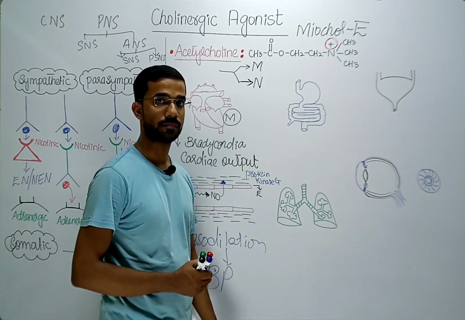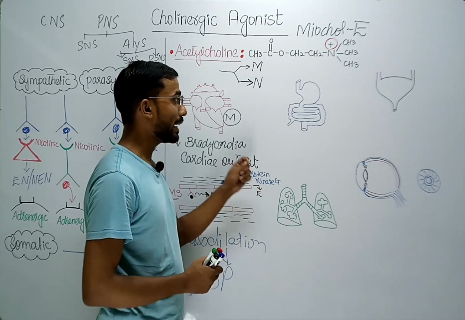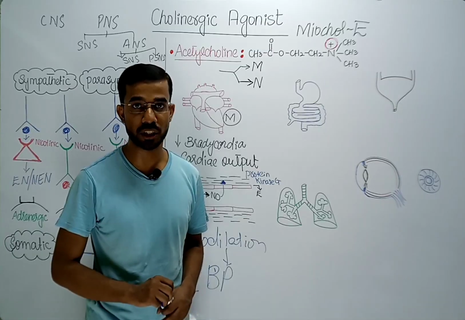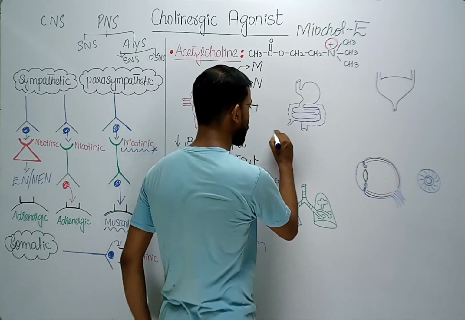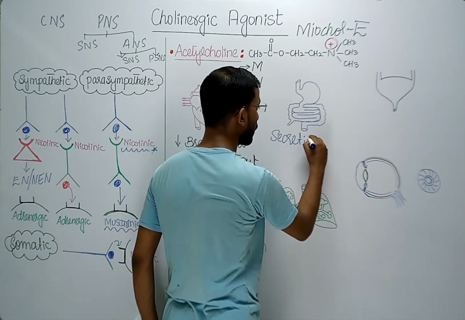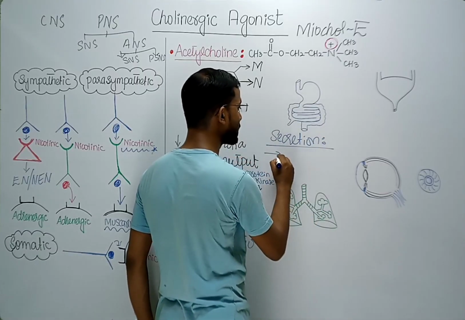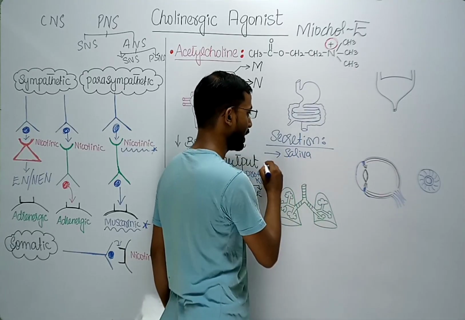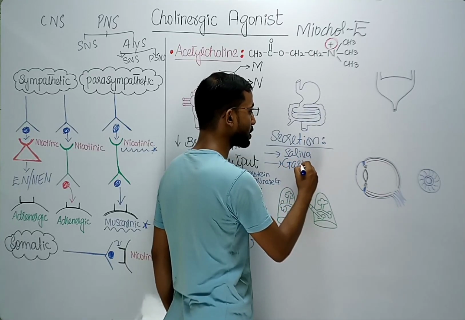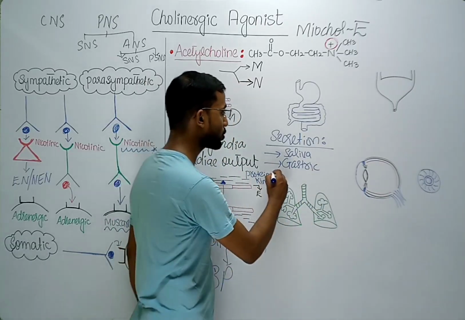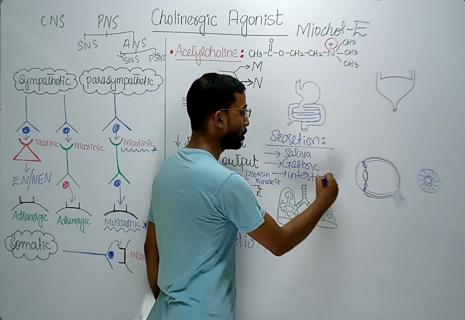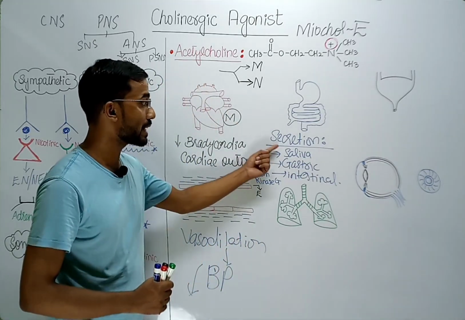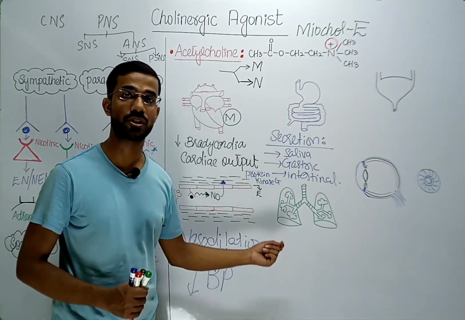Next, GIT tract, gastrointestinal tract. The GIT also has muscarinic receptors and it increases the secretions of the GIT tract. What type of secretion will it increase? First, it will enhance the secretion of saliva. It will also increase the gastric secretion and the intestinal secretion. So these secretions will be enhanced due to acetylcholine: saliva secretion, gastric secretion and intestinal secretion.